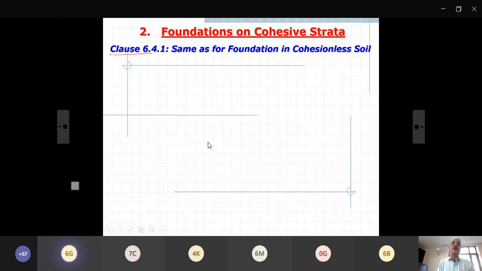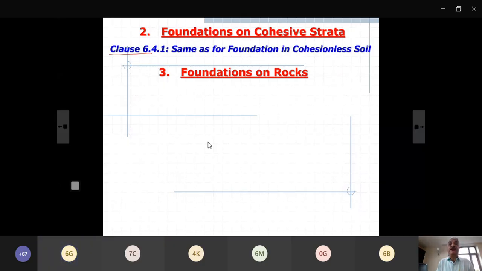Yes, sir. Now let us come to rocks. Let us say foundation is on rock, what is to be done? And please understand, again I am reminding you, these all provisions are of substructure code. So these provisions will apply, of course, most of the places they are referring to IS code, but strictly speaking, these provisions will apply for bridge foundations. Please be very, very clear.